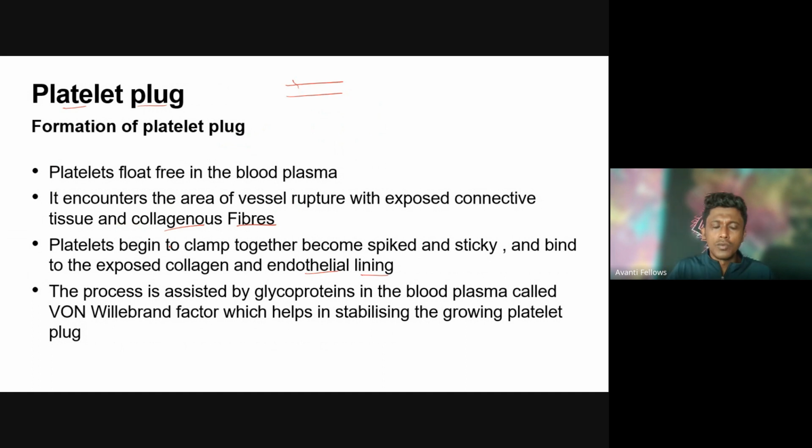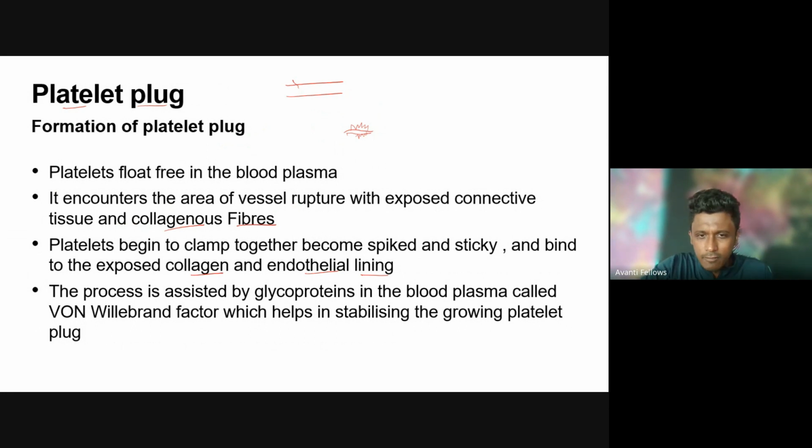When collagen and the endothelial lining are exposed by the injury, that makes the platelets become spiky and sticky. Usually platelets are very smooth. Now they start becoming spiky and sticky. As they do, they come together and form a plug-like structure. This is called the platelet plug.